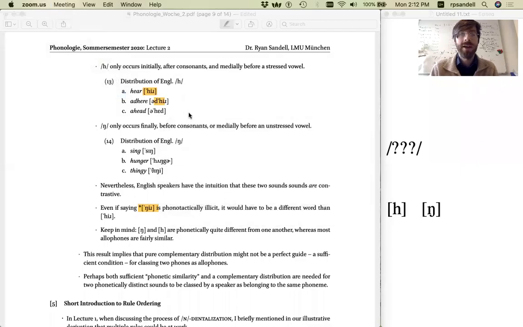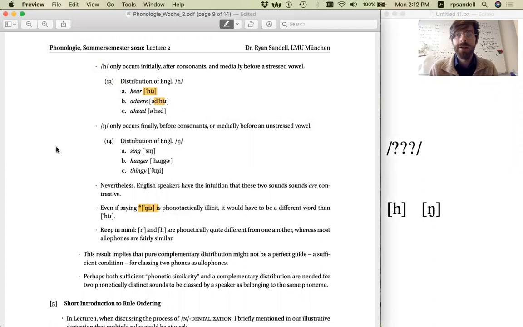Hi, everyone. Welcome back to the next part of our second lecture in this introduction to phonology. We've just talked about some reasons for believing that the entities that we can discover through the procedures of phonemic analysis can indeed be thought to have psychological reality for the speakers of those languages.